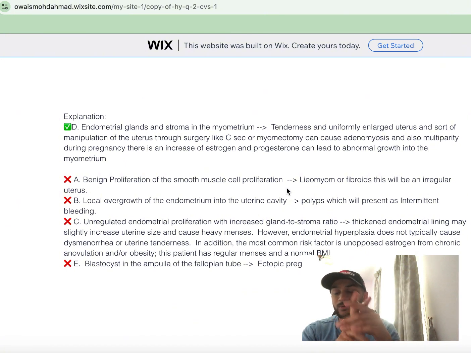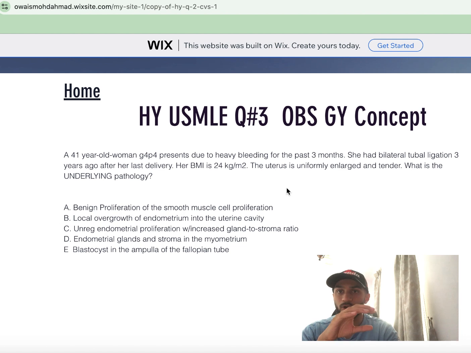During pregnancy, we're going to get increased estrogen and progesterone that leads to abnormal growth into the myometrium. As we know, in pregnancy we get increased progesterone from the corpus luteum, and an increased amount of estrogen is generally produced, and that's going to be really messing up your myometrium.